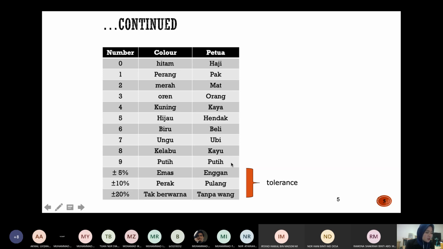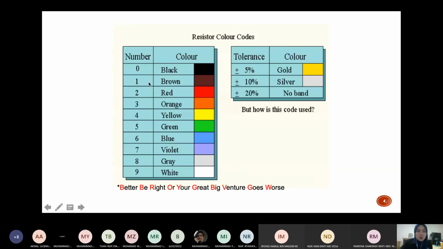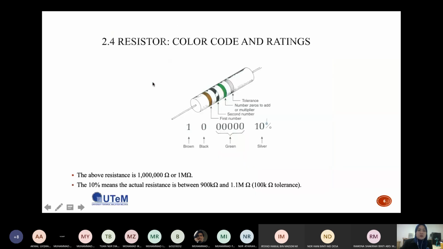So now let's try and calculate the value of a resistor. For example, you have this resistor. This is the first band, second band, third band. This is the tolerance band. The first band here is brown. If you refer to the previous table, brown is 1. So the value is 1.